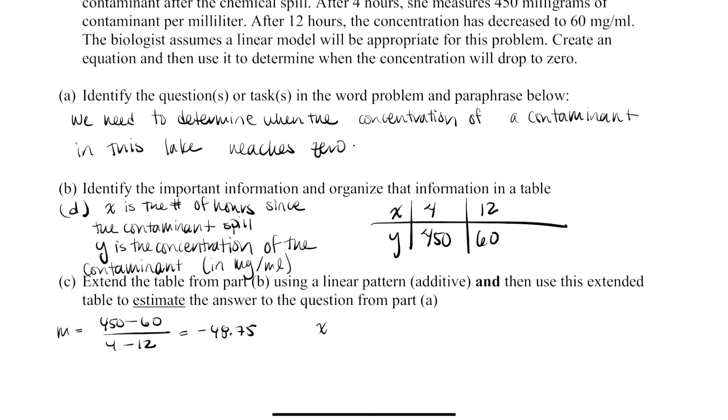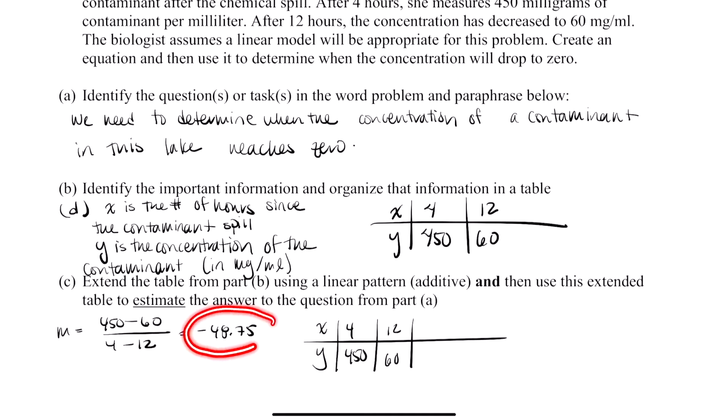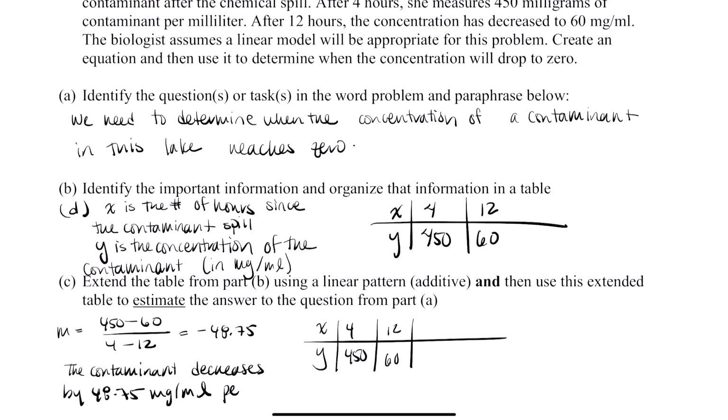And so here's our table, X and Y. And let's include our original information. And now what this slope tells us is that the contaminant decreases by this amount each hour. So after 13 hours, we should have 60 added to this amount, and that'll get you 11.25. And after 14 hours, you end up with 11.25 plus this amount. Please pause the video and try this on your calculator.